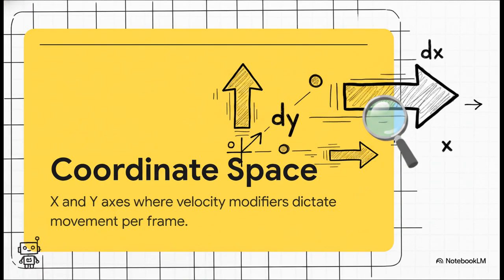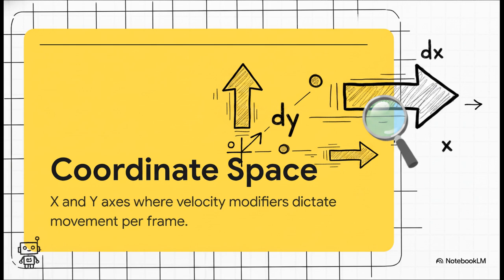The second concept you picked up is coordinate space. Remember when you cranked that speed from 0.5 to 25? You were literally manipulating mathematical vectors. You were changing the dx and dy values, the velocity modifiers. These little modifiers dictate exactly how many mathematical units an object travels across the horizontal x-axis and the vertical y-axis during every single frame. You were playing with pure geometry without writing a single math equation.